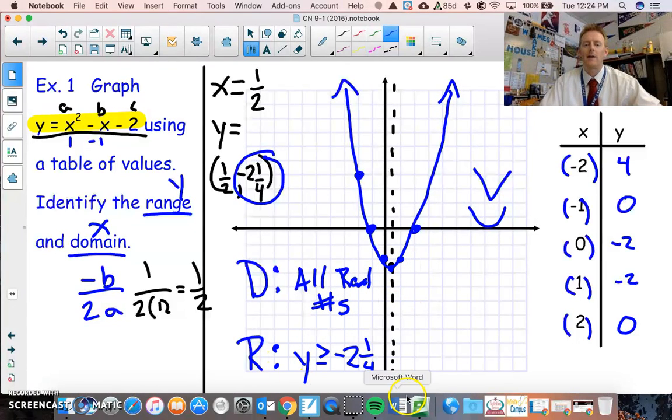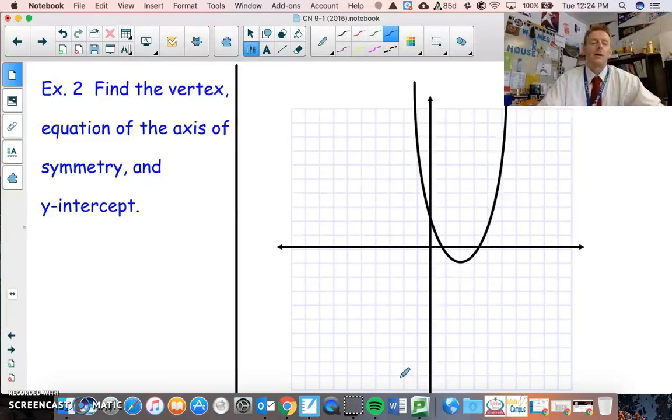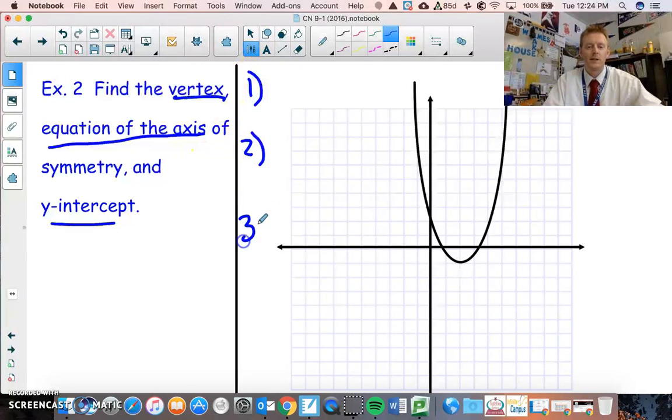So that's going to be my range values. Now you can see this is going to take a little bit of time, folks, right? So you've got to be able to plug those numbers in and figure everything out. We're going to get real quickly through this example where we just have to find the vertex, the equation of the axis of symmetry, and the y-intercept. So let's call those things part 1, part 2, and part 3.